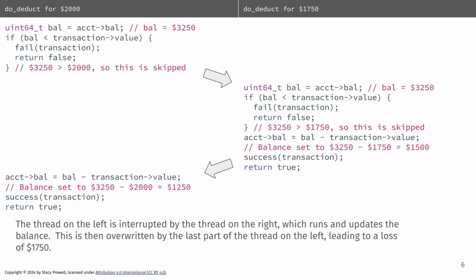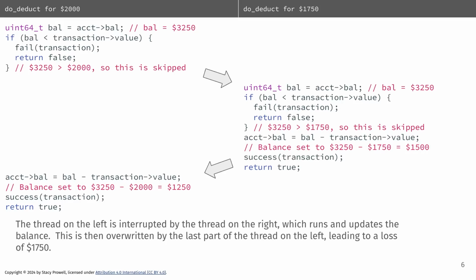So we check your balance. Well, it's still $3,250. We then check to see if $3,250 is less than $1,750. It's not, so we don't fail it. Instead, we subtract $1,750 from $3,250, leaving you with $1,500 in your bank account. And we succeed the transaction. We notify the other party. They go ahead and update their books. We update ours, and then we return true.